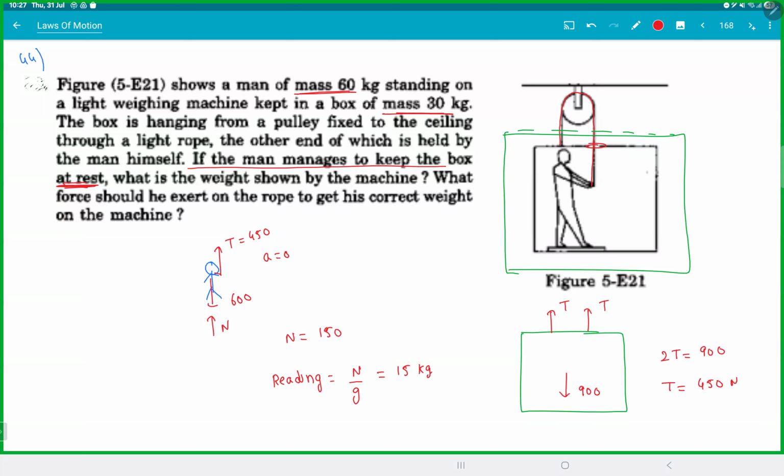The second part says, what is the weight shown by the machine? If he exerts what force on the rope, he gets his correct weight? So he must be pulling the rope so hard, something he's doing, so that the machine thinks it's the actual weight.